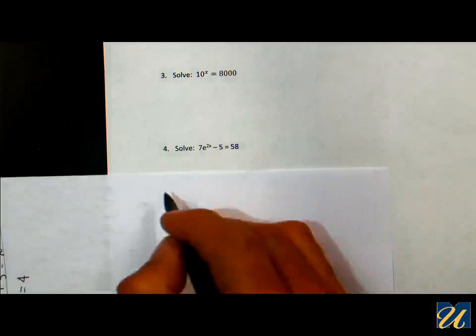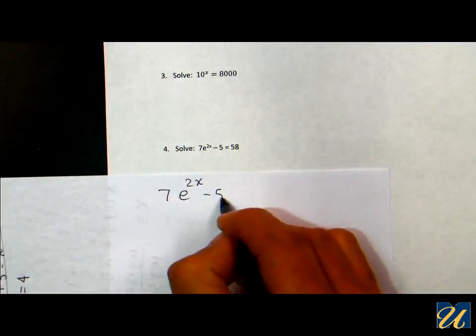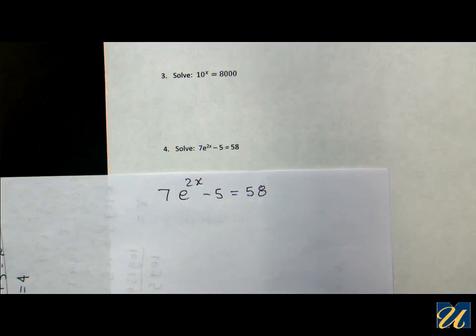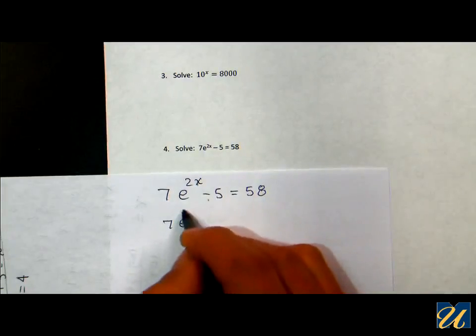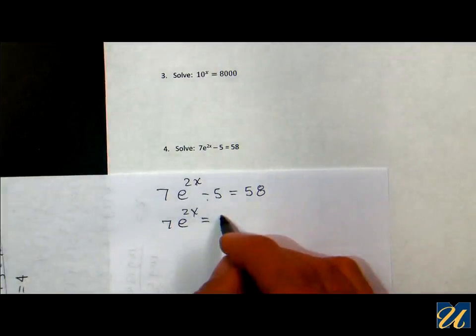Problem number 4. 7e to the power 2x minus 5 equals 58. 7e to the power 2x, subtract 5, equals 58. Okay, that is an exponential equation because our variable is in the position of the exponent. So let's do something easy. Let's add 5 to both sides. 7e to the 2x, and that'll be 63.